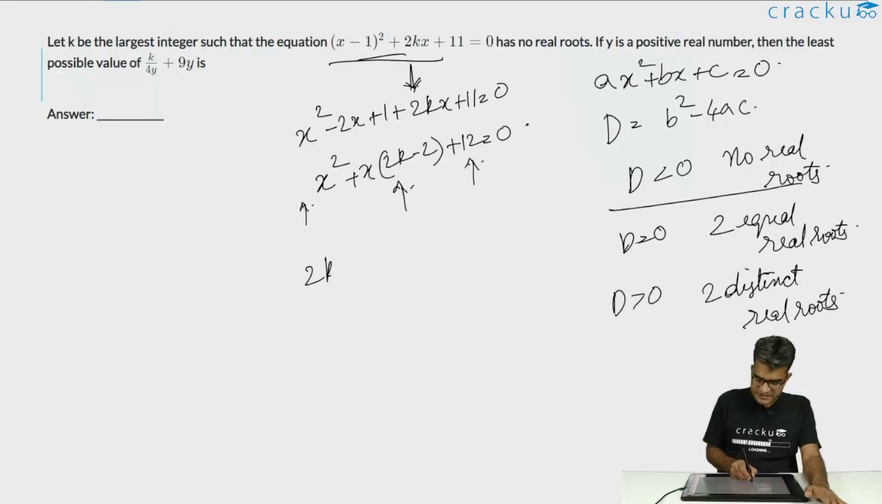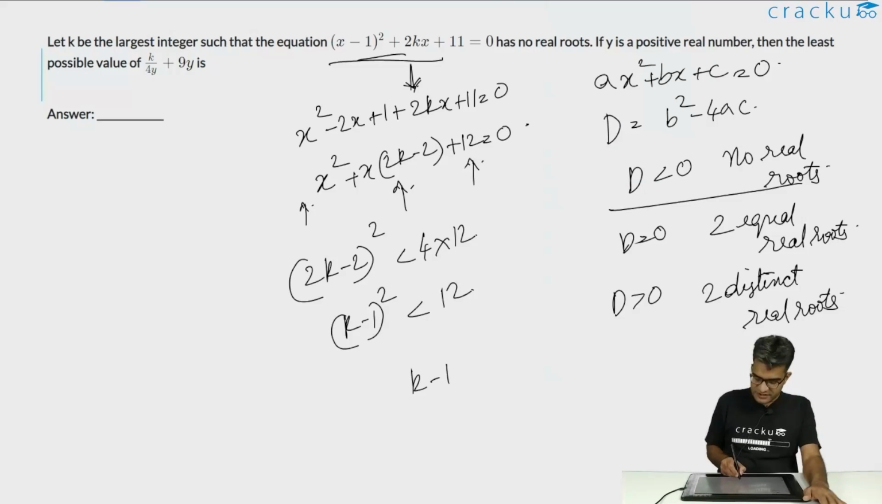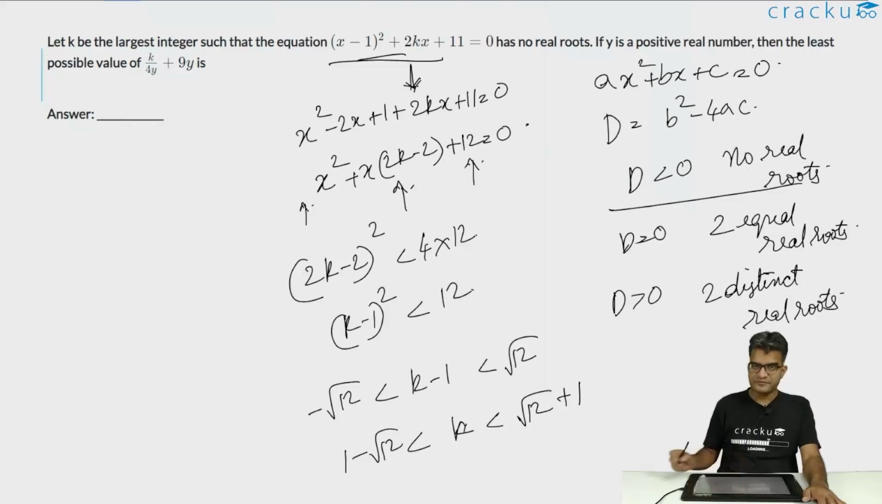So 2k minus 2 whole square should be less than 4 into 12, or k minus 1 whole square should be less than 12. So k minus 1 should lie between square root of 12 and minus square root of 12, or k has to lie between 1 minus square root of 12 and square root of 12 plus 1. We are looking for the largest integer for which this is true.